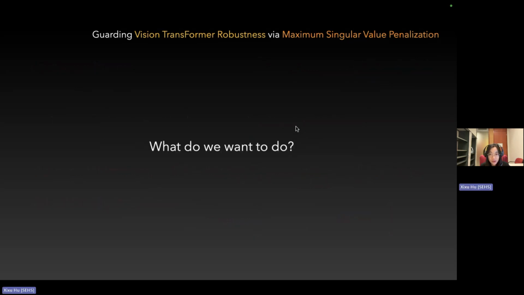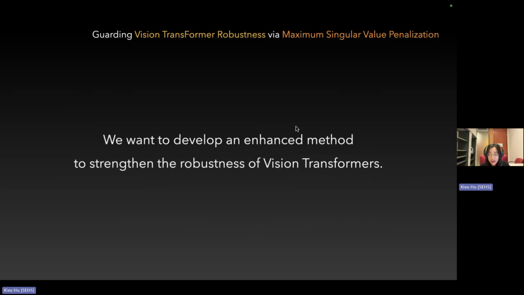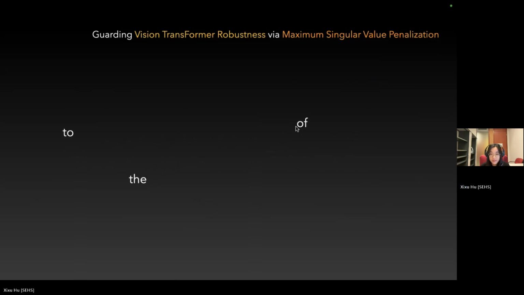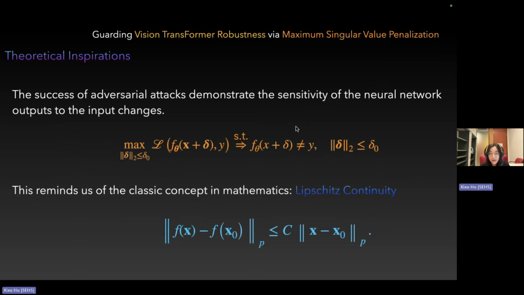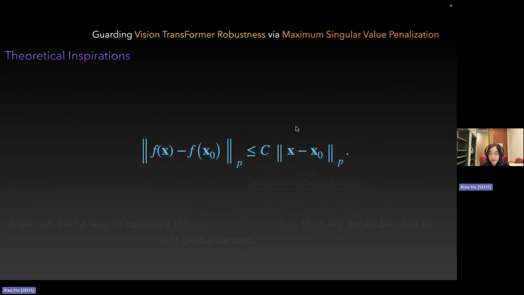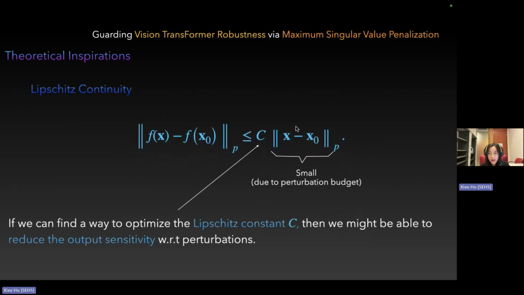So what do we want to do in this project? In this project, we want to develop an enhanced method to strengthen the robustness of vision transformers. We start from a classical concept in mathematics, that's the Lipschitz continuity. Why do we focus on the Lipschitz continuity? Because we notice that it greatly fits the scenario of adversarial robustness.